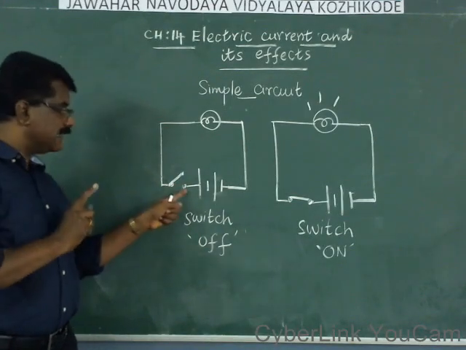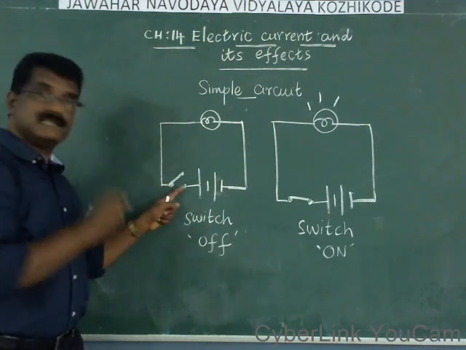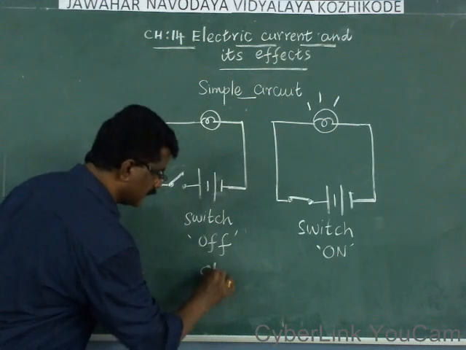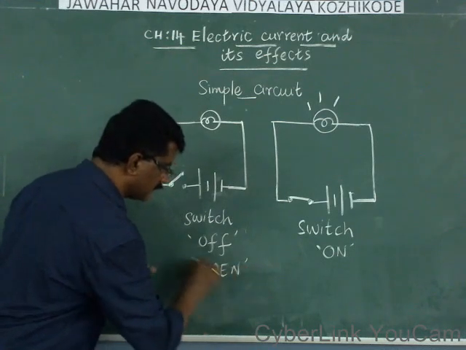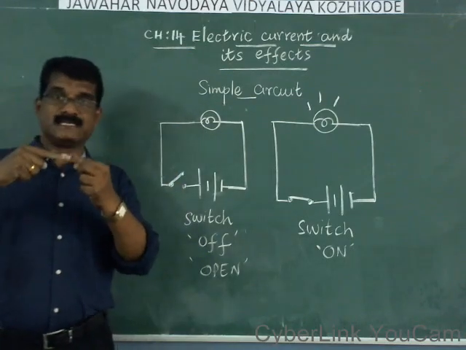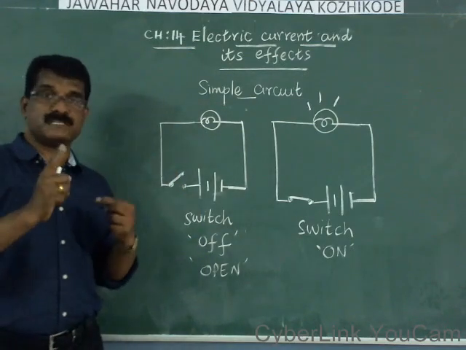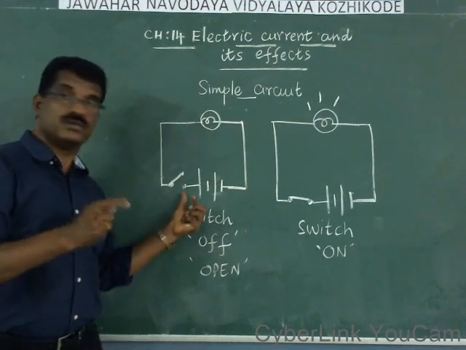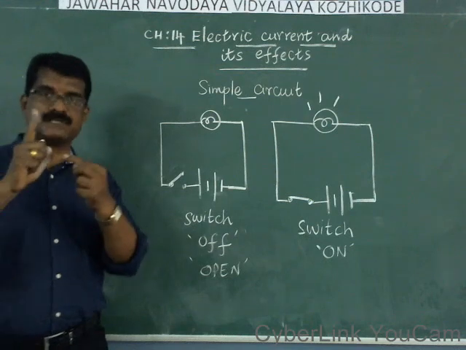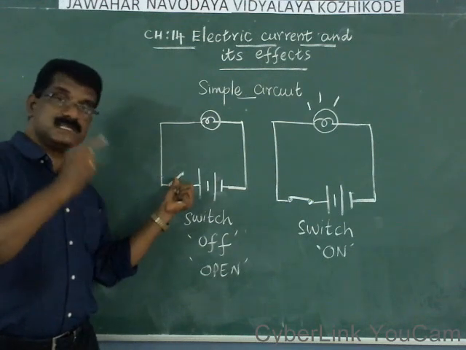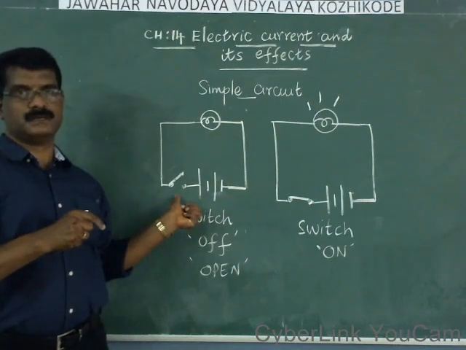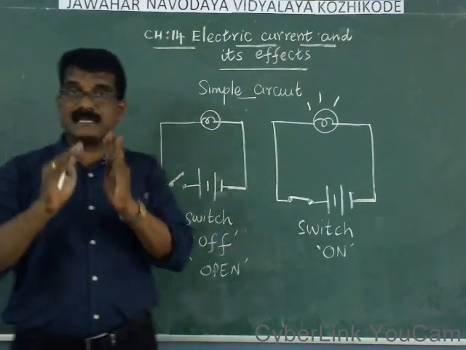See, when the circuit is in off position, the switch is not touching the wire. Then we say that this circuit is an open circuit. Okay, this is called open circuit. What is an open circuit? In an open circuit, the wire is not touching because the switch is in off position. So in an open circuit or in switch off position, as the switch is not touching the wire, the electricity will not flow.